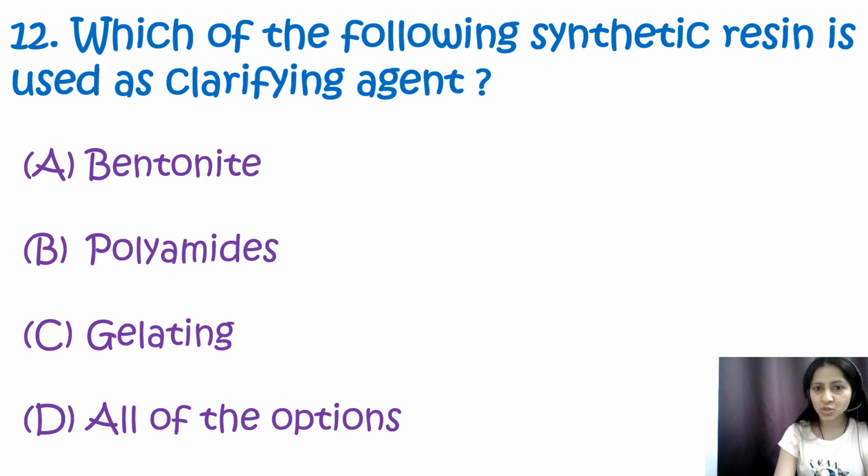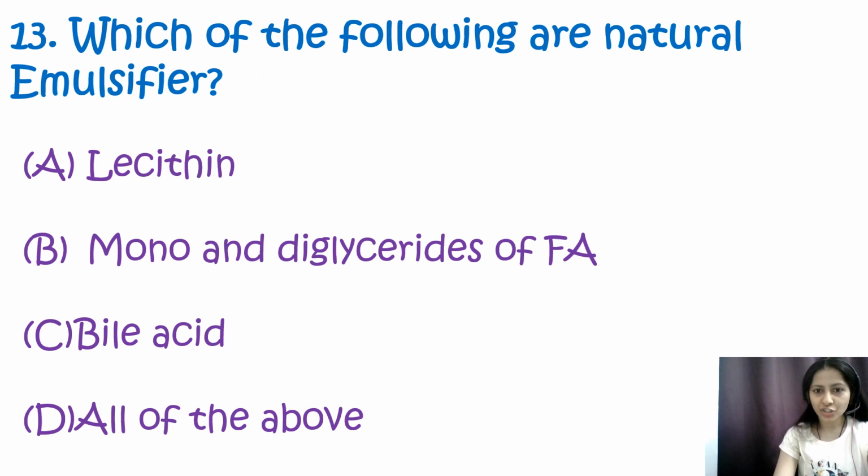So polyamides are a type of synthetic resin that can be used as a clarifying agent. So what are clarifying agents? These are additives that can enhance the physical, mechanical as well as optical properties of the polymers. So over here my correct option is B, that is polyamides. Next question number 13. Which of the following are natural emulsifiers? So options are lecithins, mono and diglycerides of fatty acids, bile acids and all of the above. So over here my correct option is D, that is all of the above.